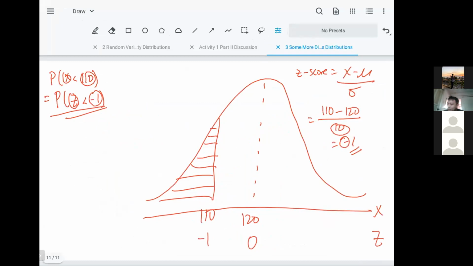Di ba 2 steps lang? Ang dami kong pinagsasabi pero 2 steps lang. Once na set up mo na ito, step 1 would be convert it to z-scores. Next is to look for the answer in the z-table. So 0.15866 or about 16% or 15.87% of all people have SBP less than 110.